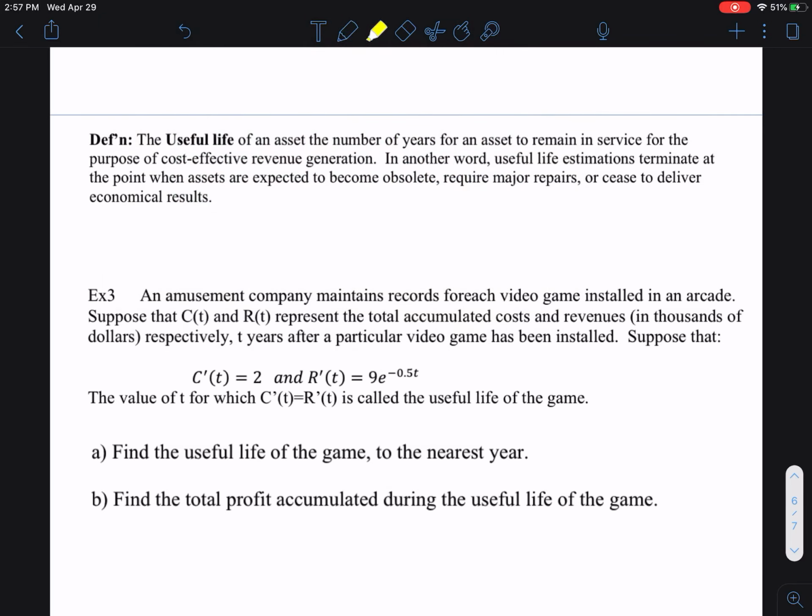And we're going to try to explain this using mathematics, or at least using calculus, the topic that we discussed in this lesson. By definition, the useful life of an asset is the number of years for an asset to remain in service for the purpose of cost-effective revenue generation. In other words, the useful life estimates the termination point where the assets are expected to become obsolete or require major repairs or cease to deliver economical results.